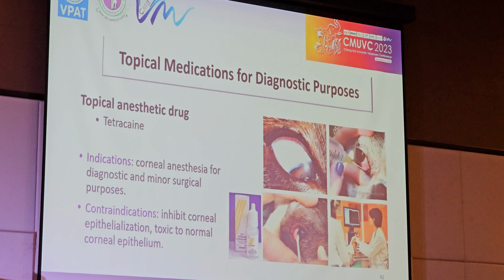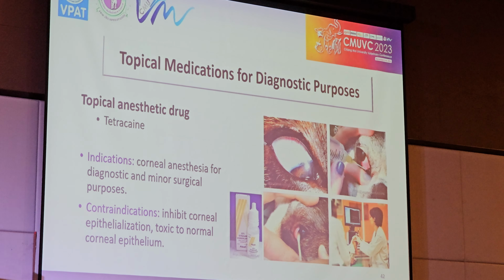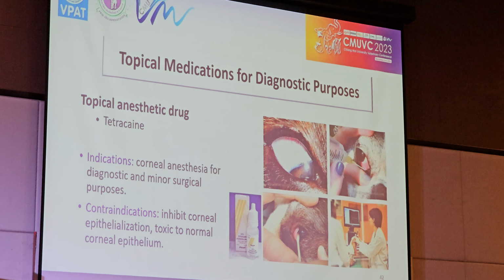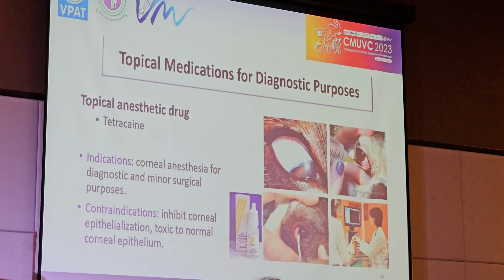The indications of use are for corneal anesthesia for diagnostic and minor surgical procedures, such as the manual epilation that Dr. Nalini mentioned before, the nasolacrimal duct flushing, corneal debridement in indolent ulcers, and use before the corneal ultrasound, the ocular ultrasound. The contraindication of use is that it inhibits corneal epithelialization and it is toxic to the normal corneal epithelium, and therefore it should not be used for pain control in the long term.